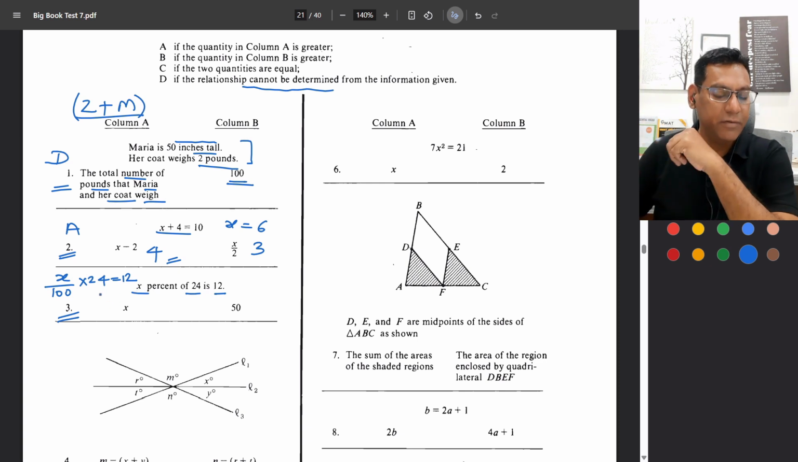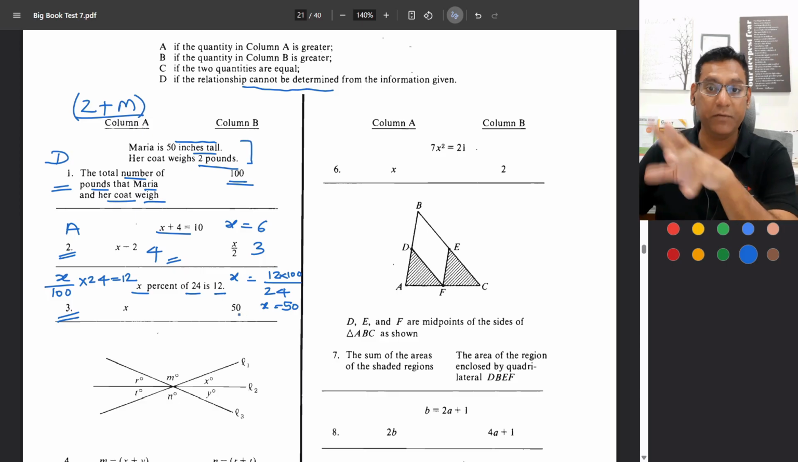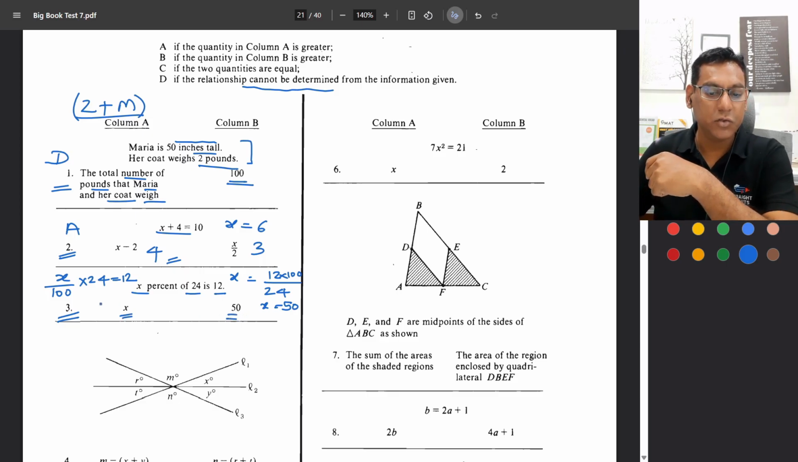X percent of 24 is 12. Okay, so now I have to find out x. So that means x is going to be 12 into 100 divided by 24. So that is going to be 12 by 24 is half. Half into 100 is 50. So x is 50%. I mean the value is 50. So x and 50, answer choice C.